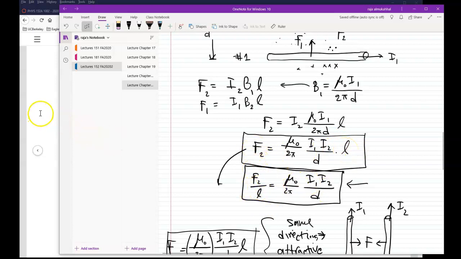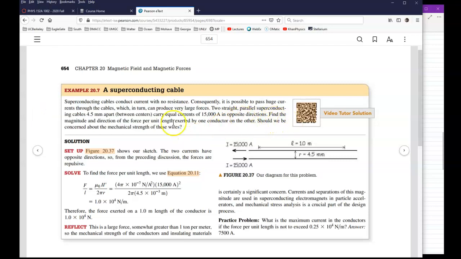Got it? Okay. So he says here, find the magnitude and direction of the force per unit length exerted by one conductor on the other. Should we be concerned about the mechanical strength of these wires? Okay, so let's see how we do that.